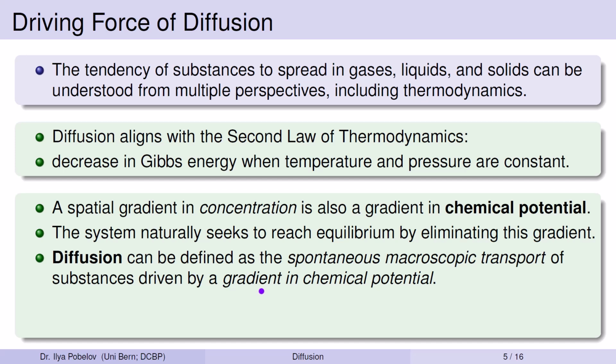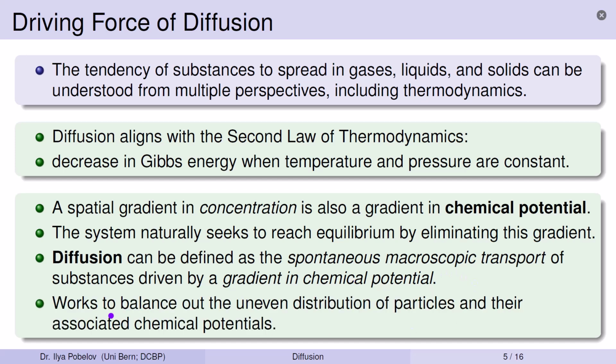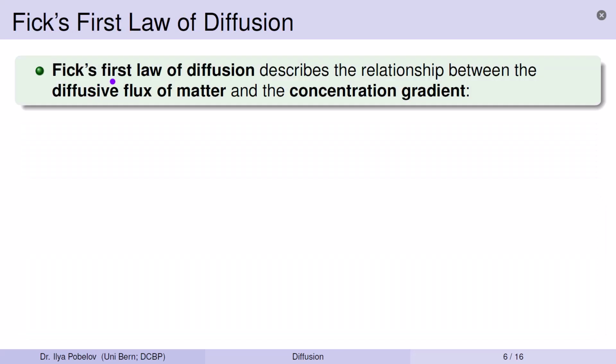This process is a fundamental aspect of achieving equilibrium in a system, as it works to balance out the uneven distribution of particles and their associated chemical potentials. Fick's first law of diffusion describes the relationship between the diffusive flux of matter and the concentration gradient. It is expressed by this equation. Vector J equals negative of D times the gradient of concentration.